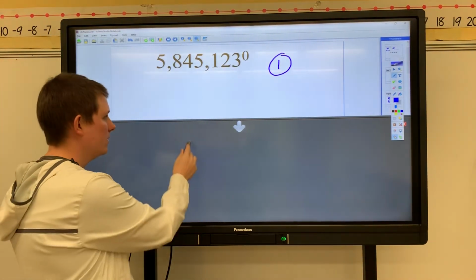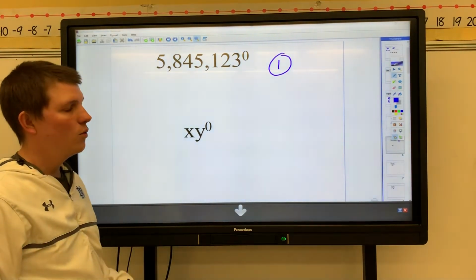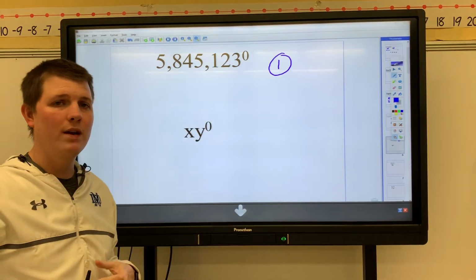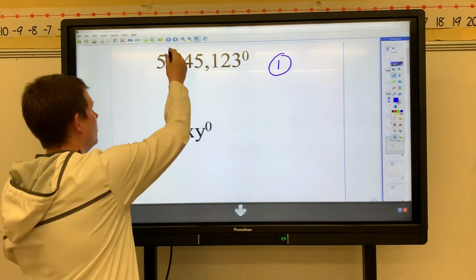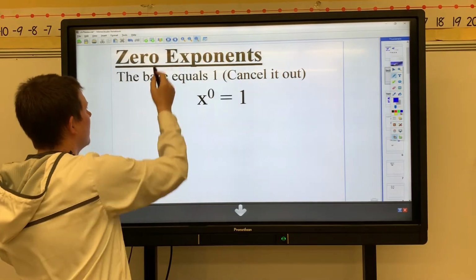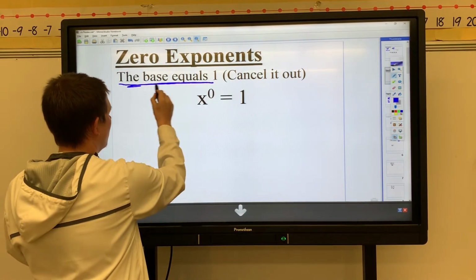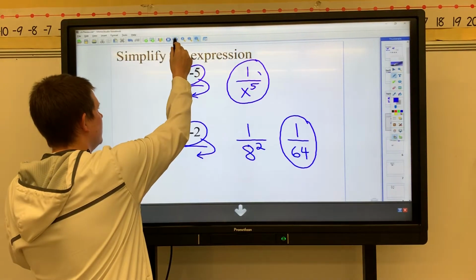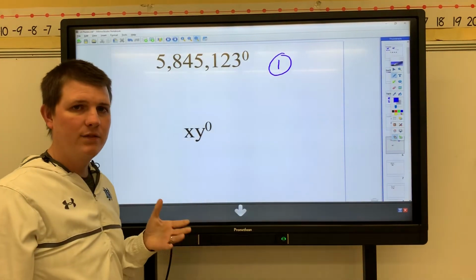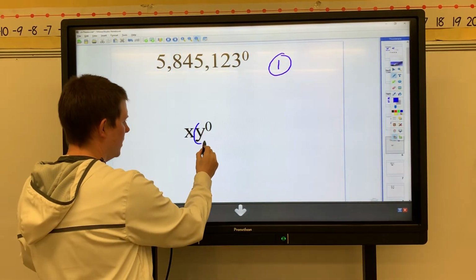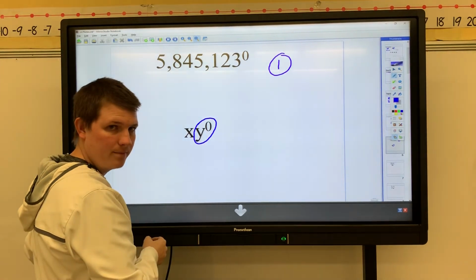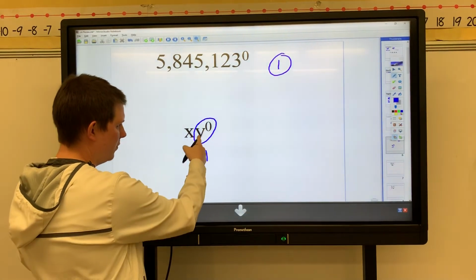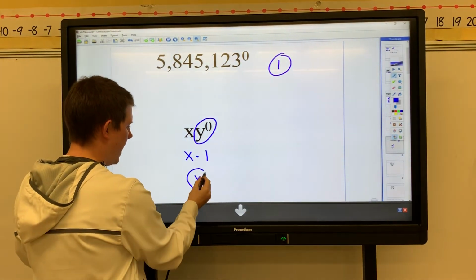Now saying that, this next example is x, y to the 0. Now you see the 0. Most people will say, well, the answer is 1. That is not correct. If you go back to the rule, I said the base equals 1. Not the whole thing, just the base. So if we look at this example, what is the base of the 0? It's the y. So this part becomes a 1. In a sense, it's x times 1, because this part becomes a 1, which is just x.